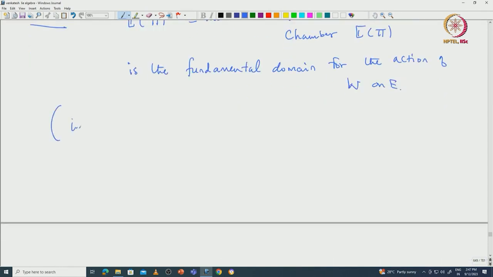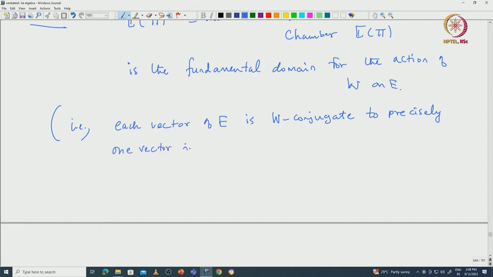So, this means each vector of capital E is W conjugate to precisely one vector in this C pi bar. So, that is what it says.